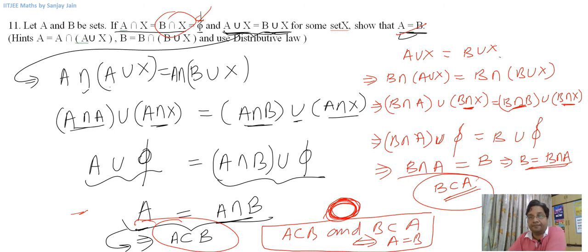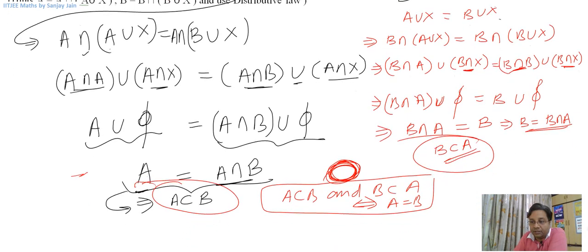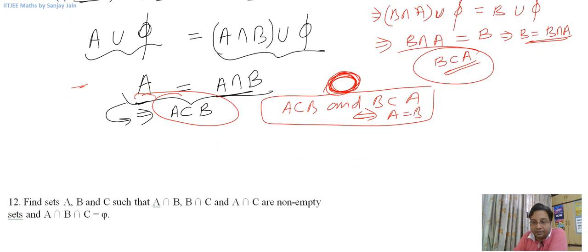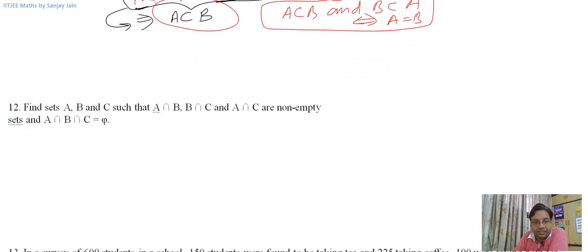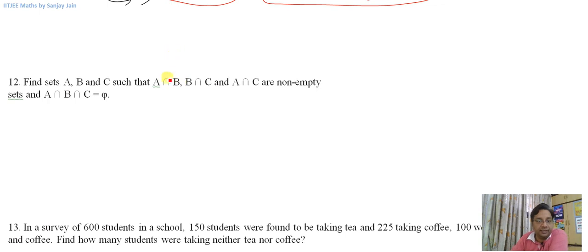Okay. So let's continue to the next question. Find sets A, B and C such that A intersection B, B intersection C, A intersection C are non-empty sets, and A intersection B intersection C is phi, that is empty set. So this question wants us to find certain sets.